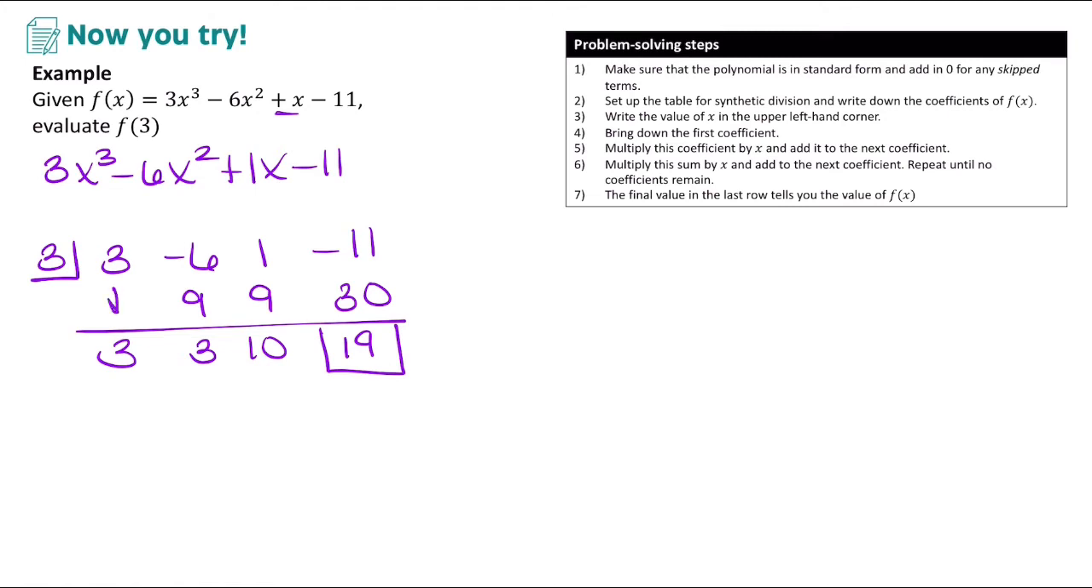So I bring down 3. 3 times 3 is 9. Negative 6 plus 9 is 3. 3 times 3 is 9. 1 plus 9 is 10. And 10 times 3 is 30. And negative 11 plus 30 is 19. So we would say that f of 3 equals 19.